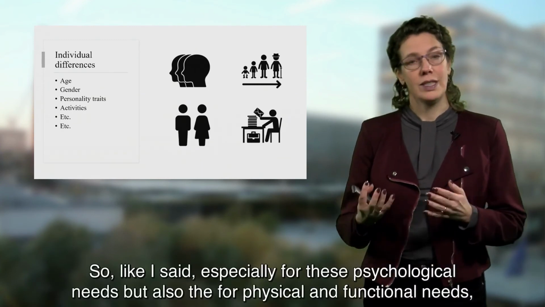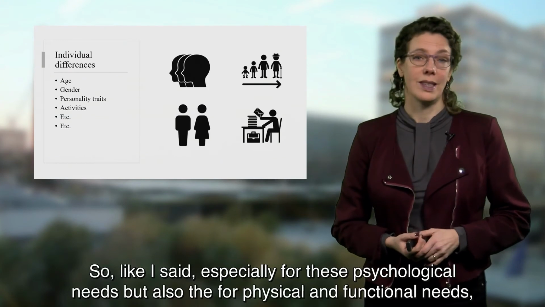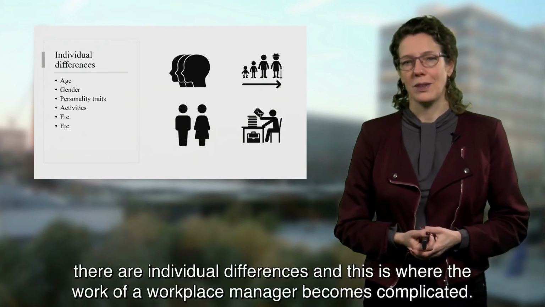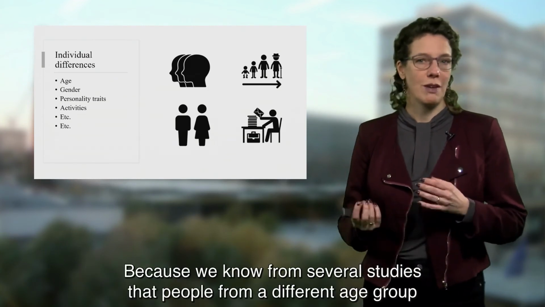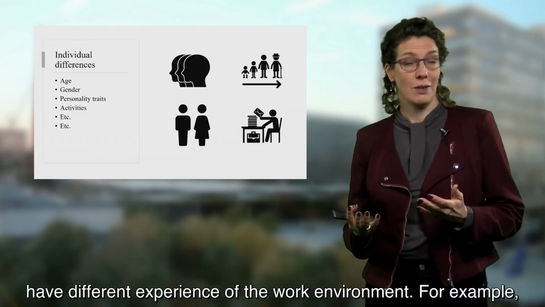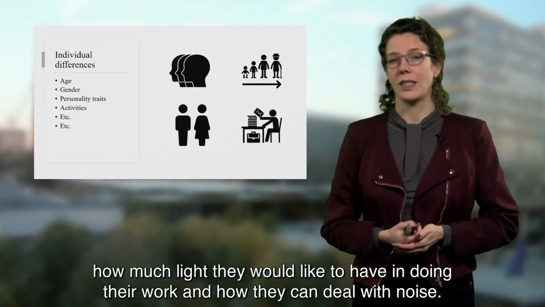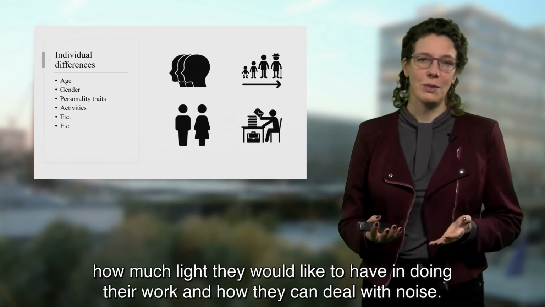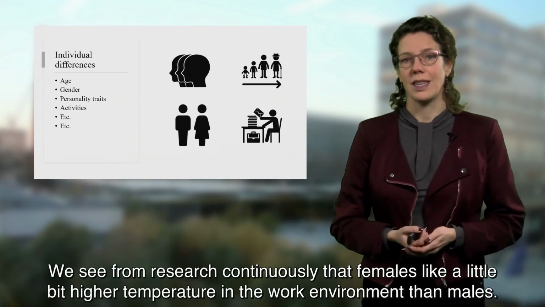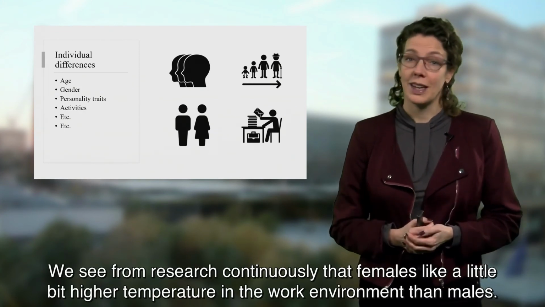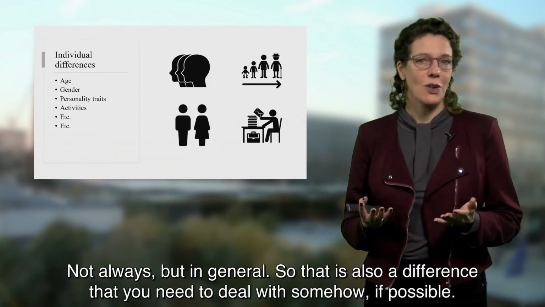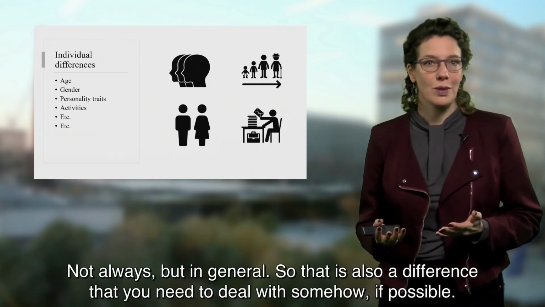So like I said, especially for these psychological needs, but also for the physical and functional needs, there are individual differences. And this is where the work of a workplace manager becomes complicated. Because we know from several studies that people from different age groups have different experiences of the work environment. For example, how much light they would like to have in doing their work and how they can deal with noise. Gender also makes a difference. We see from research continuously that females like a little bit higher temperature in the work environment than males. Not always, but in general. So that's also a difference that you need to deal with somehow if possible.